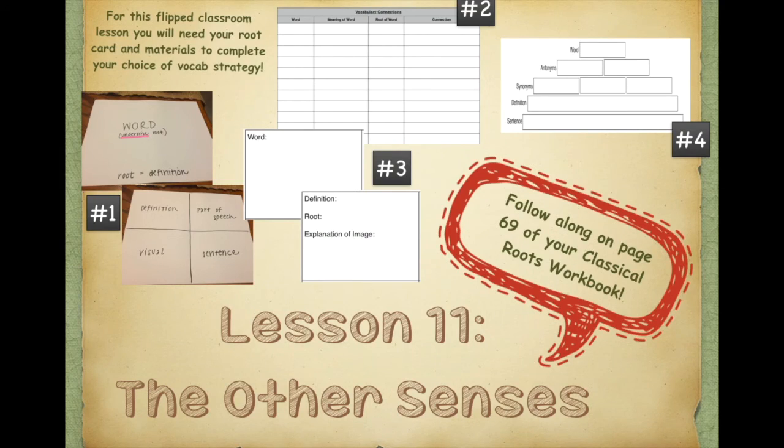It's time for vocab lesson 11. This lesson starts on page 69 of your workbook. For this classroom lesson, you're going to need your root card and the materials that you've chosen to complete your vocab strategy. This lesson is also about senses, so we're going to have some more roots that have to do with the senses, and I would again recommend coming up with some ways to remember the difference between these roots since they're all similar in meaning.